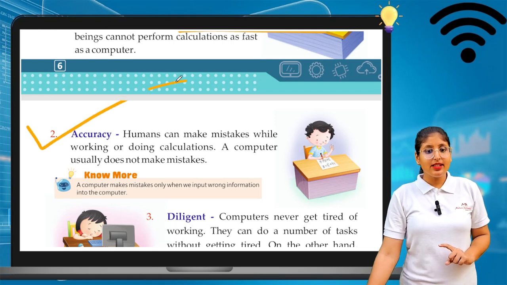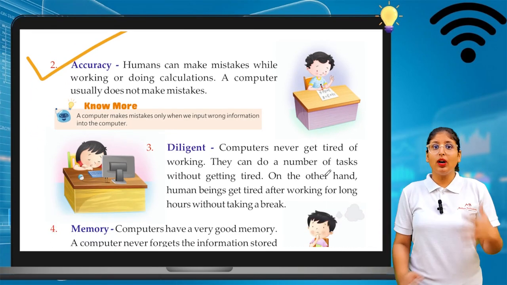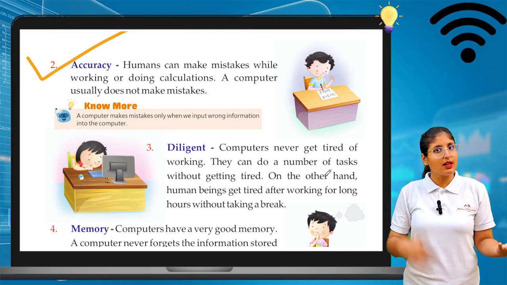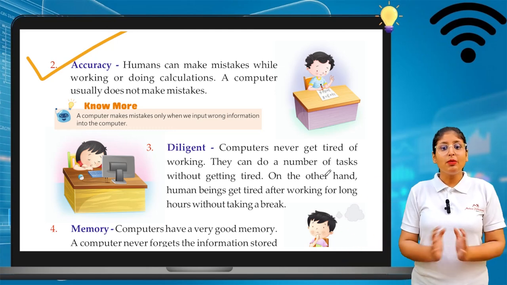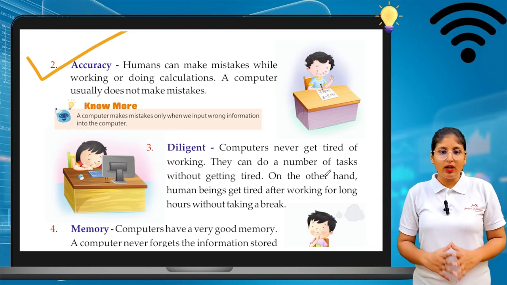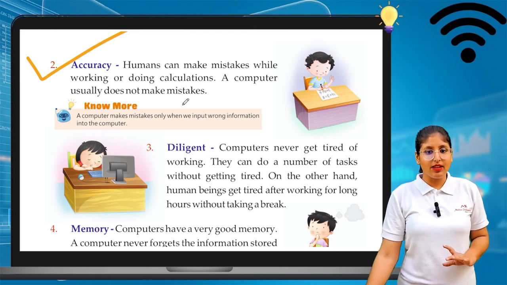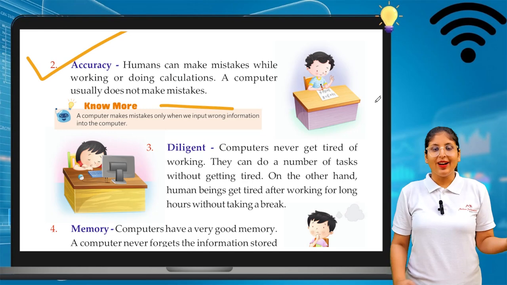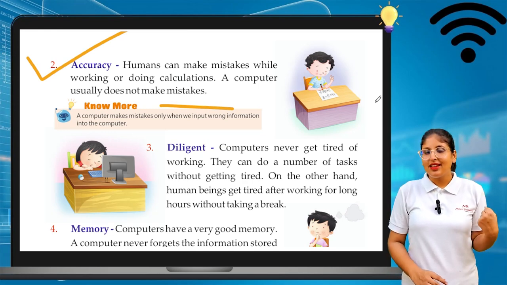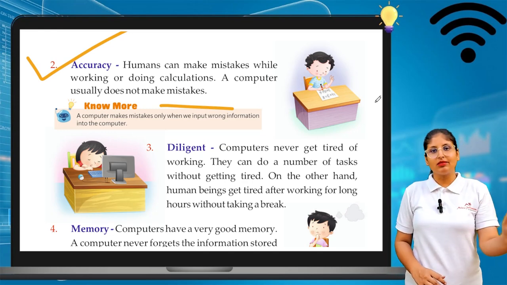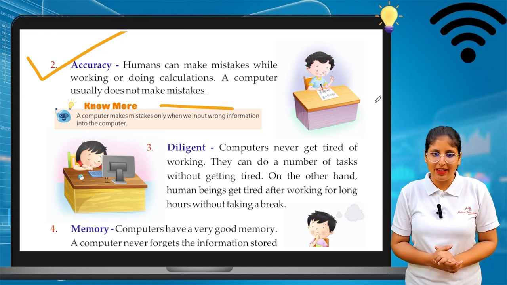Second is accuracy. The work of computer is more accurate as compared to human beings. Human beings can make mistakes while working or doing calculations. A computer usually does not make mistakes, so it is mistake free. Sometimes it happens, but it is more accurate than human beings.